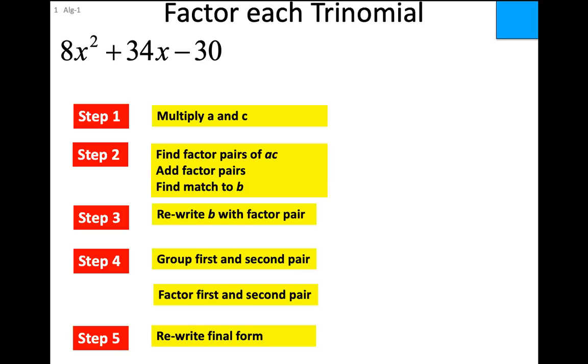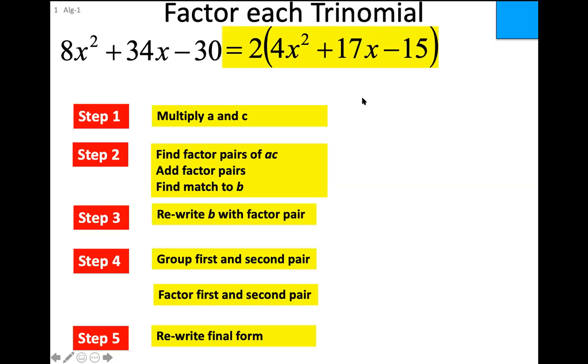Four? 4 does not go into 34 or 30. 2? 2 goes into all of them. So 2 is the largest number that goes into all of them. I'm going to pull a 2 out of every one of these terms, 8, 34, and 30. If I pull a 2 out of each one of those, that would give me 4x squared, that would give me 17x, and that would give me negative 15. Everybody understand what I just did there?